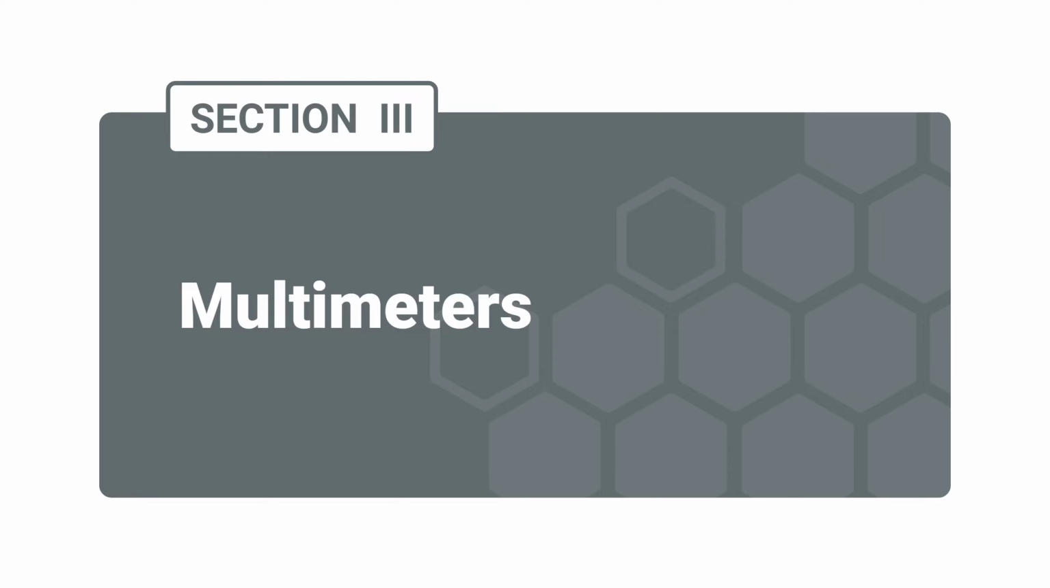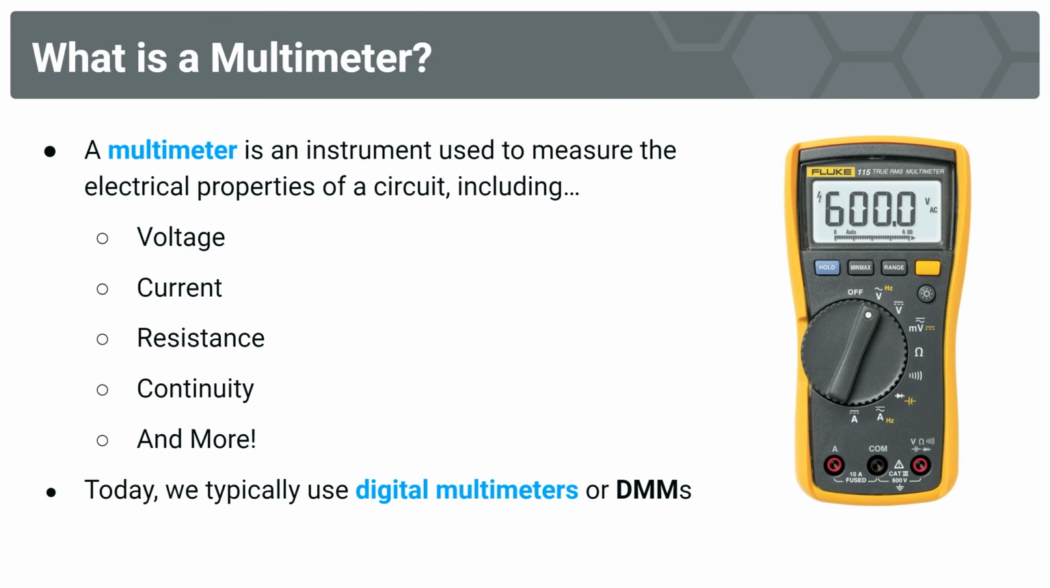Multimeters are fundamental to any troubleshooting or debugging you do with circuits. Multimeters are instruments which are used to measure the electrical properties of a circuit. This includes voltage, this includes current, resistance, continuity, and the fancier your multimeter becomes, the more properties you can measure.